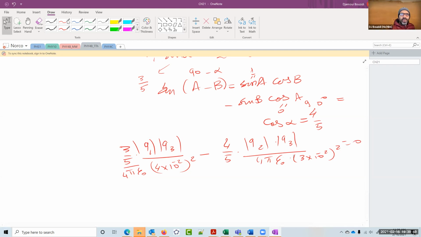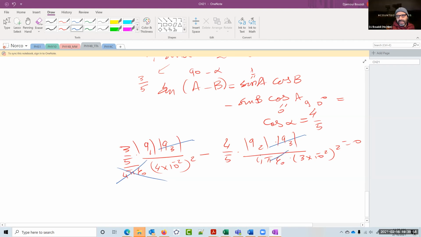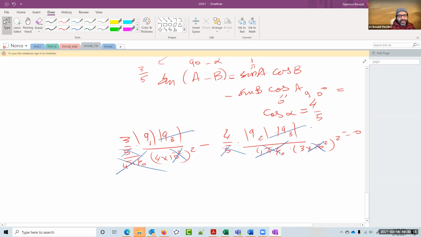Q3 cancels from both sides of the equation because it's everywhere. And also the 4 pi epsilon naught cancels because it's everywhere. The 5 also cancels because it's everywhere. And the 10 to the negative 2, that's why I could have left it in centimeters and no harm could have come. So this number cancels and this number cancels. So what I'm left with is the following.